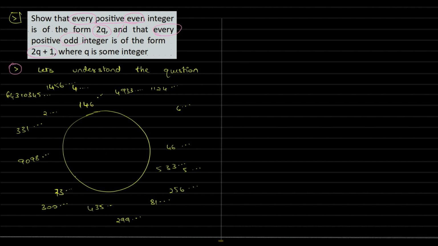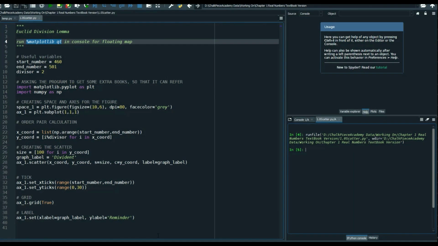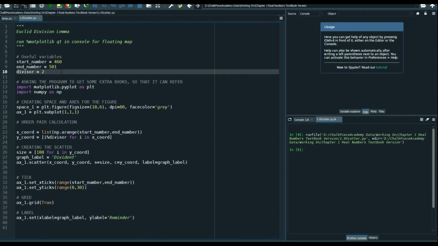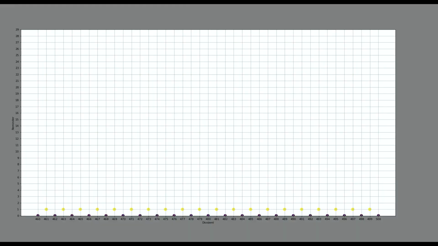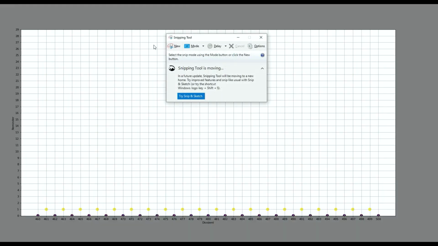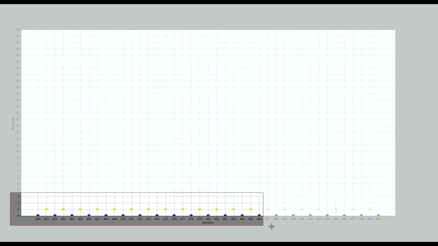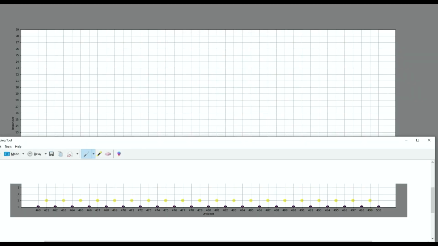So what are they telling? To understand that, we will use our program again. Here I have put the divisor to be 2, and I have considered numbers from 460 to 500. If I execute this, the program will give me the respective remainders, and let's make an observation based on our output.